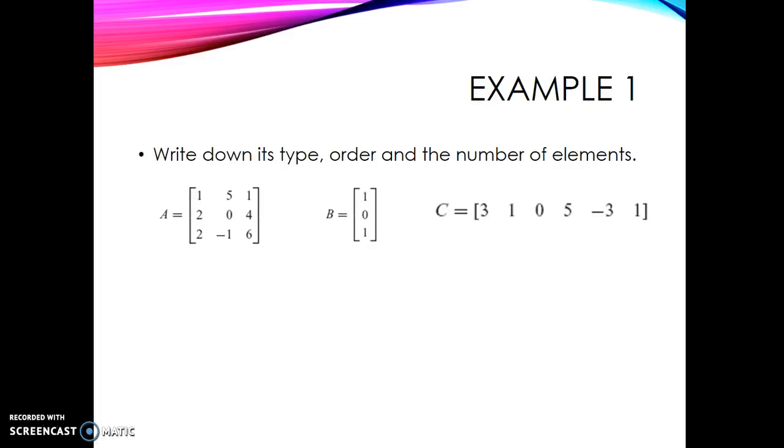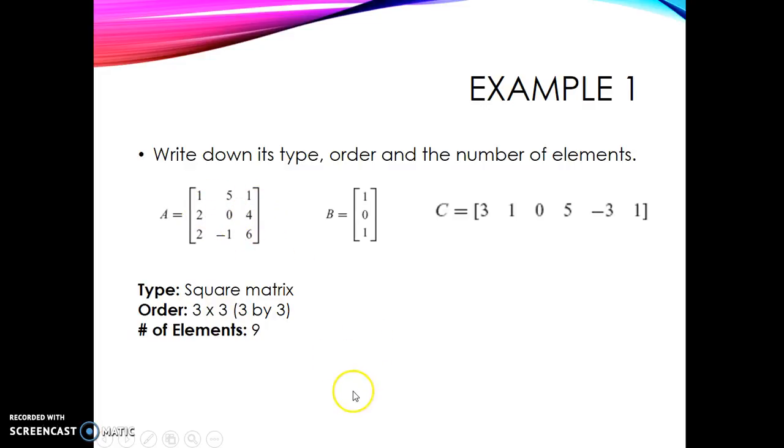Let's look at these particular ones, and you can actually record these. Matrix A, let's look at matrix A first. It is a square matrix. The number of rows equals the number of columns. Its order is 3 by 3. We write it as 3 times 3. There are 9 elements in our matrix.